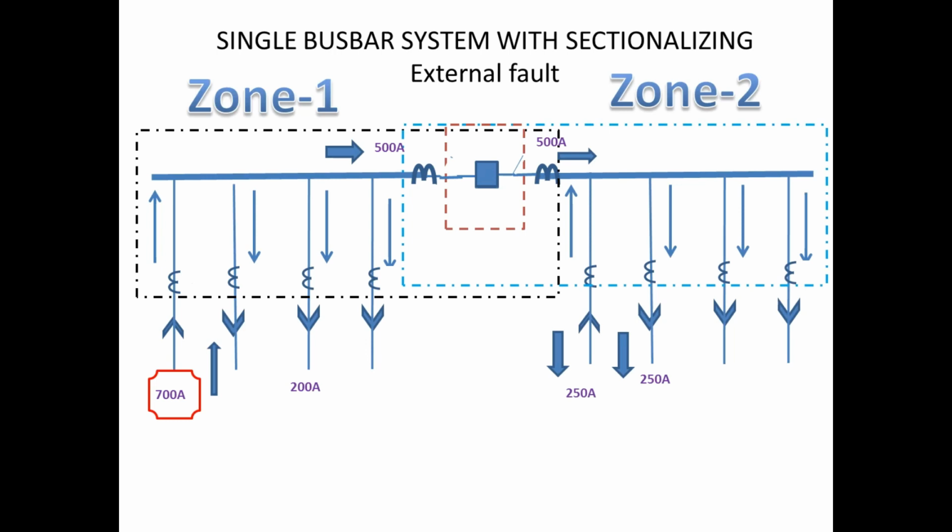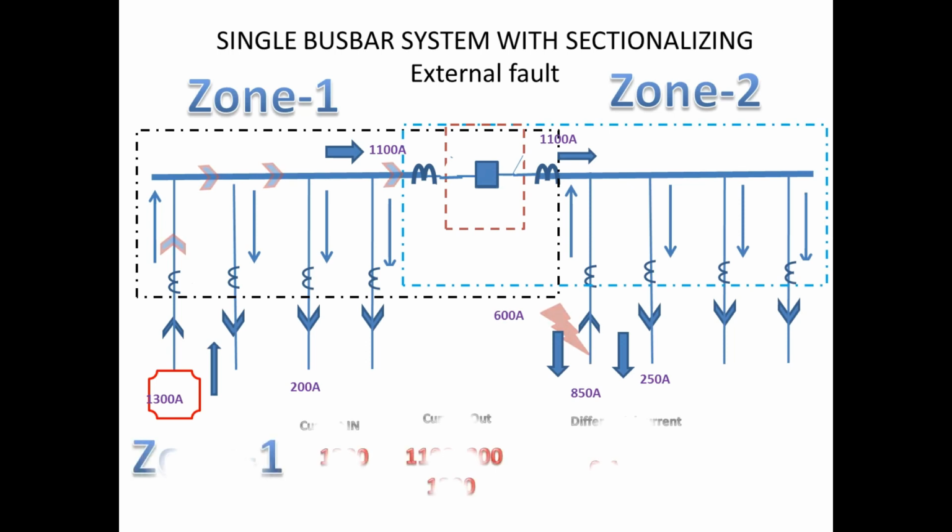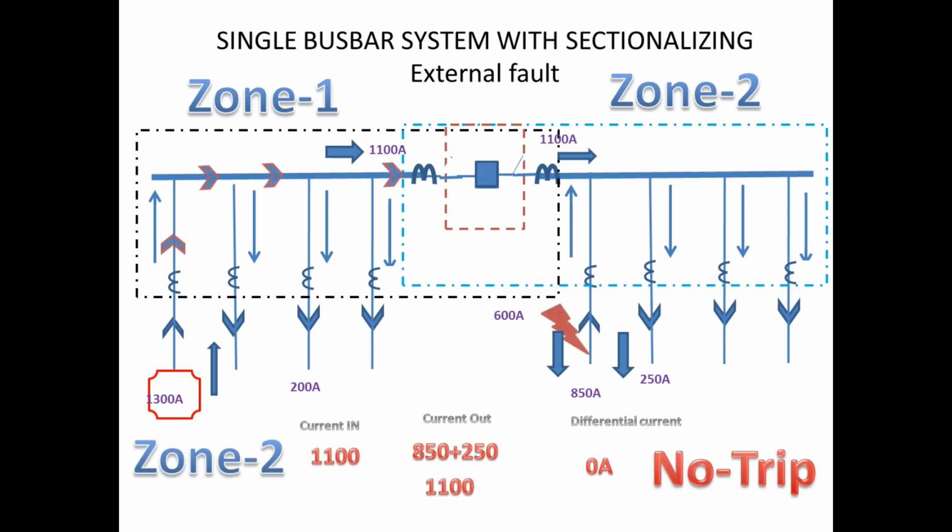Now an external fault occurs suddenly on outgoing 4. Due to this fault condition, outgoing 4 takes 600 amps more. Now the incomer current correspondingly produces 1300 amps and both bus coupler CTs produce 1100 amps. Now in zone 1, if we check, current in and out are the same, with no difference current flowing in the circuit, and zone 2 also has no differential current flowing in the circuit. So the busbar differential protection will not operate here.